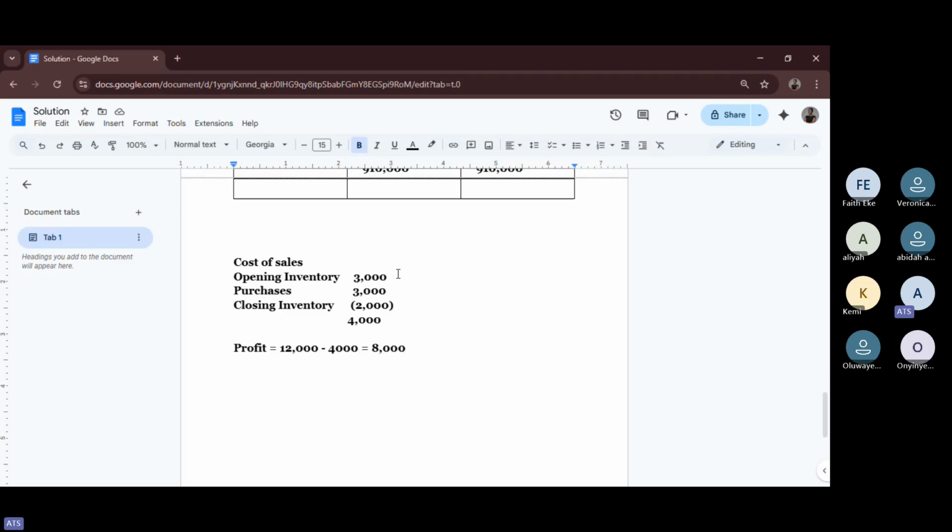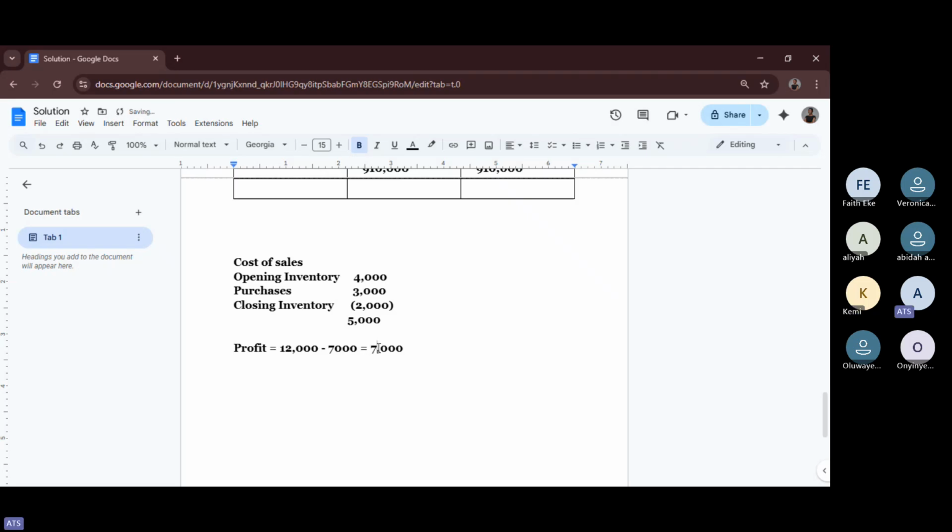Now, I just wanted to explain why we are adding that increase. The reason is that an increase in opening inventory will understate your profits. The normal opening inventory we are supposed to use is 3,000. If you increase it to 4,000, what would happen? Your cost of sales would do what? It would increase, right? To 5. And if this increases to 5, what will happen to your profits? Your profits will reduce.